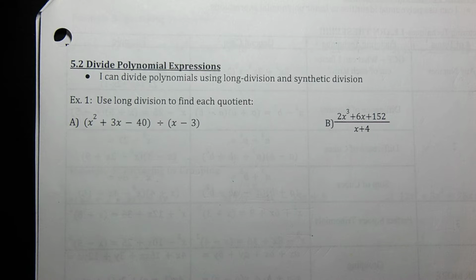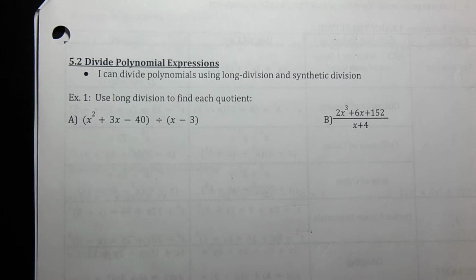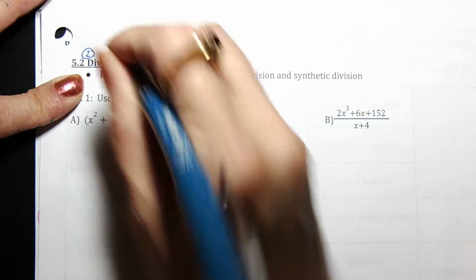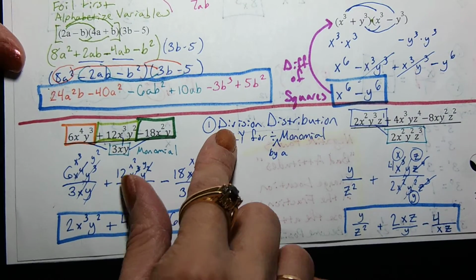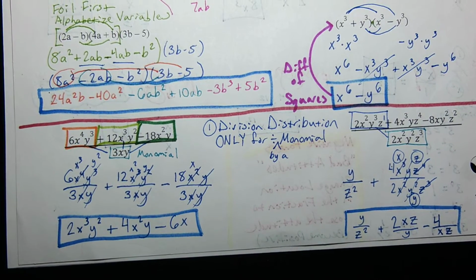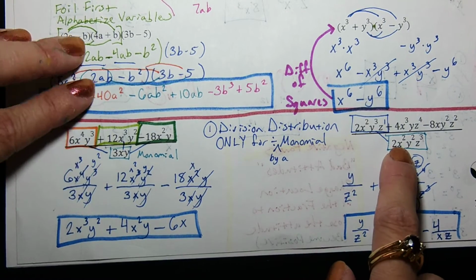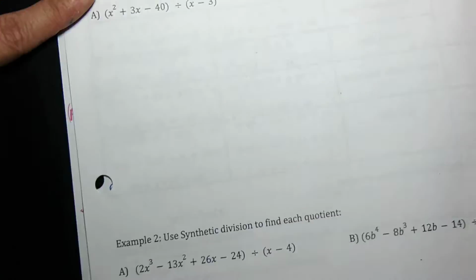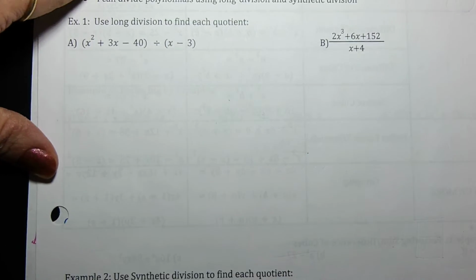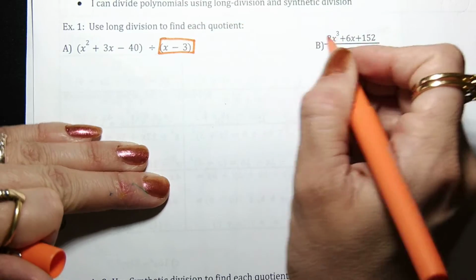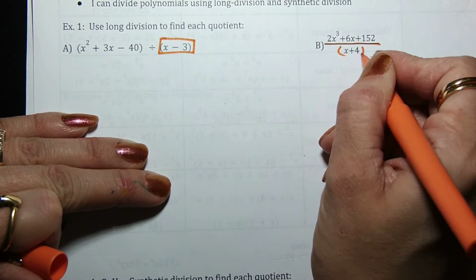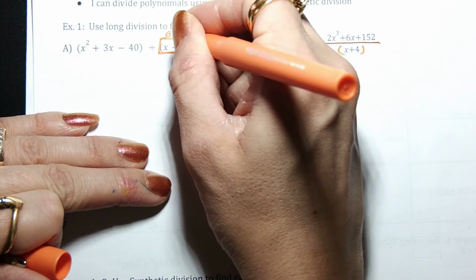On page 3 in your notes, we will be talking about the second type of division that we can do with polynomials. Yesterday, we did talk about division distribution. This is only when you are dividing by a monomial. So 3xy, one chunk. 2xy, y squared, z cubed, one chunk. But over here, I am dividing by x minus 3. And this shows I am dividing by x plus 4. These are both binomials.